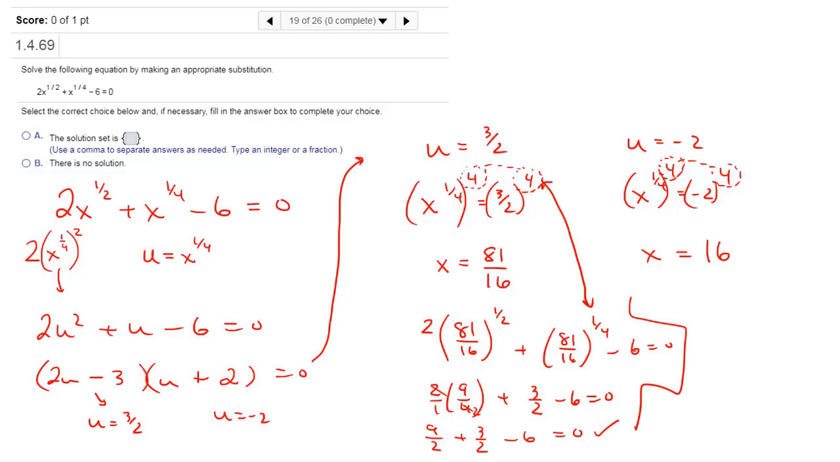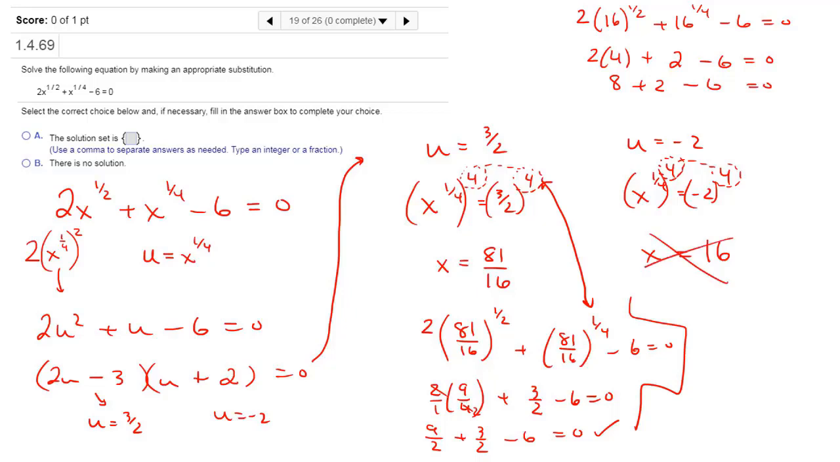Let me go to the top since I'm running out of room here. Plugging in a 16 into here: 16 taken to the exponent of 1/2, 16 taken to the exponent of 1/4. So the square root of 16 is 4. The fourth root of 16 is 2. The question is, does that work? 4 times 2 is 8, plus 2 minus 6 does not give me a 0. That does not work, so we scratch that out. The only answer here is 81 over 16.